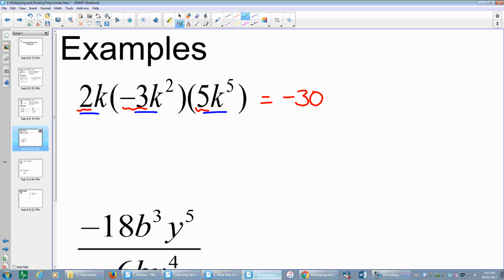Now I'm going to look for bases that are the same. I have a k here, a k squared here, k to the exponent 5 here. Remember that just k has an exponent 1, so I'll now write base k, and what I do is I have to add all the exponents together. 1 plus 2 plus 5 gives me k to the exponent of 8.